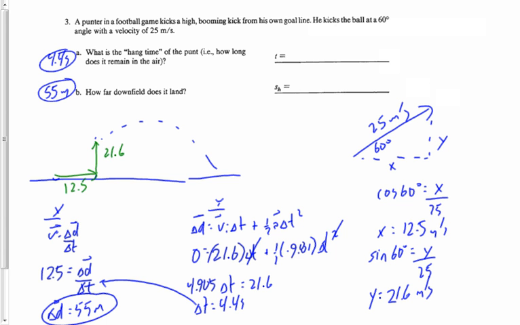So we've just solved both now, right? The time of 4.4 seconds was the hang time. That was question A. And how far downfield it goes is 55 meters. That's question B. Make sense?